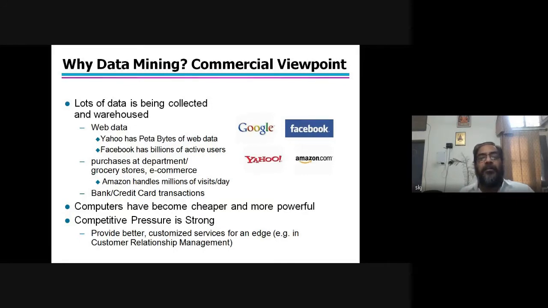And again, today computers have become cheaper and more powerful. So it has given the competitive market an edge in providing commercial services to clients. So, provide better customized services for an edge. Customer relationship management, etc. So we can have several such applications.